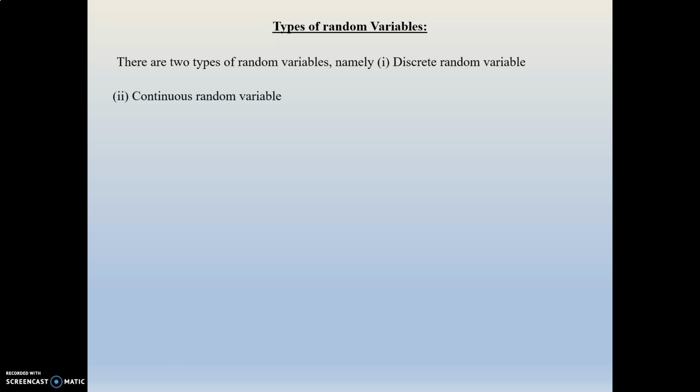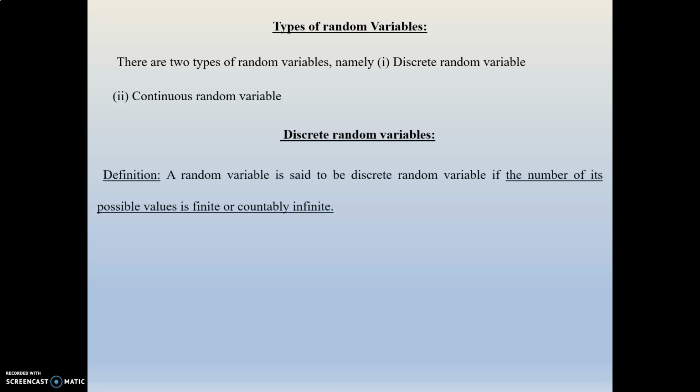Types of random variables. There are two types of random variables. First one is discrete random variable and another one is continuous random variable. We are going to discuss discrete random variable and continuous random variable. Under that we will discuss different topics in each of these categories, discrete as well as continuous. So first one, discrete random variable.